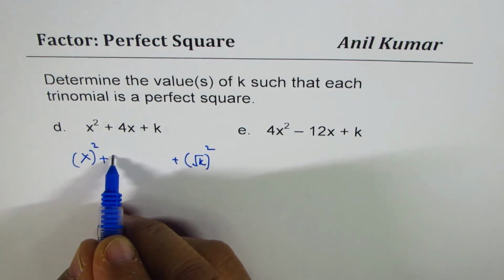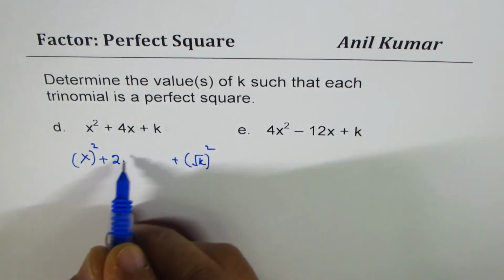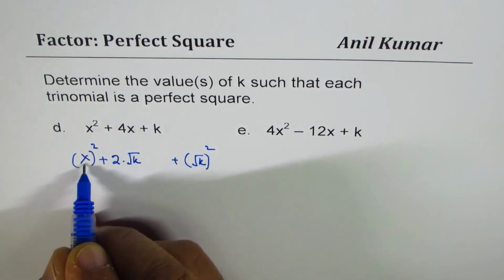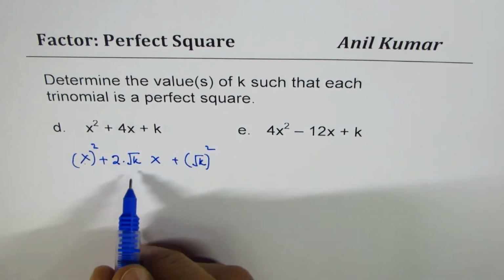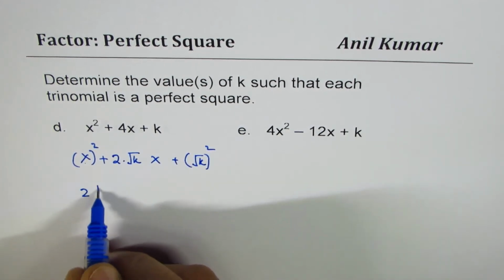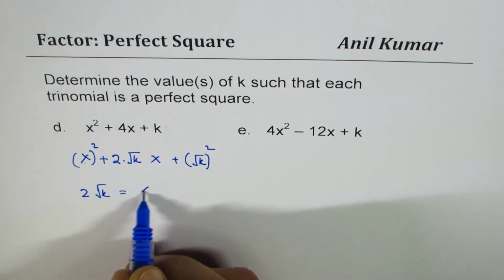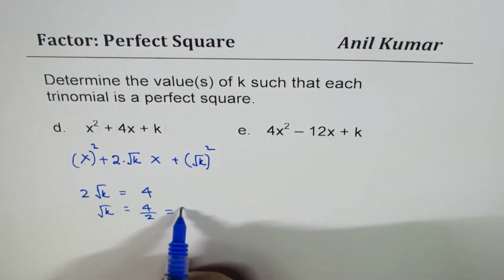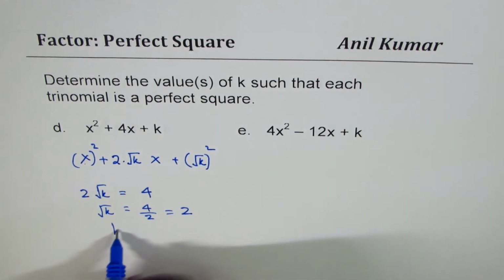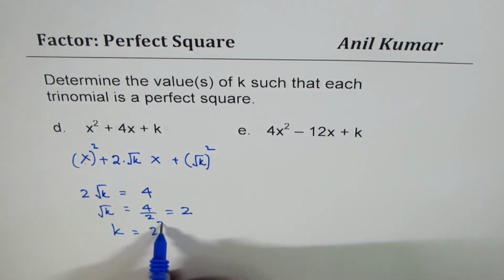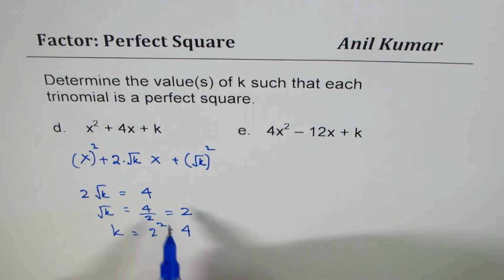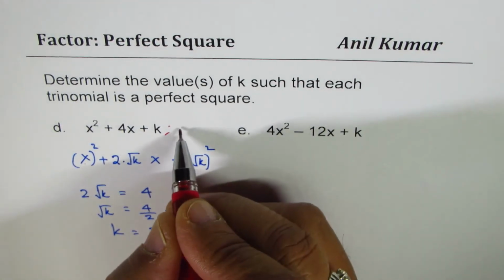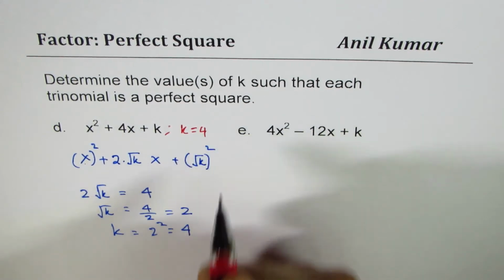The center term should be twice this number times that one, which is x. Comparing, we get 2 times square root k should be equal to 4. Square root k equals 4 divided by 2, which is 2. Squaring, we get k equals 2 square, which is 4. Correct? So k is 4 for us. So here we found k equals 4.